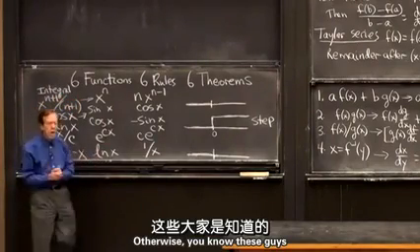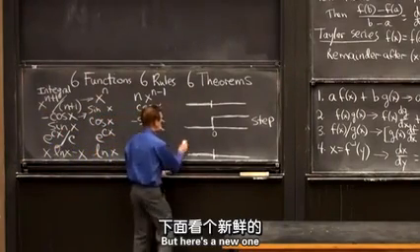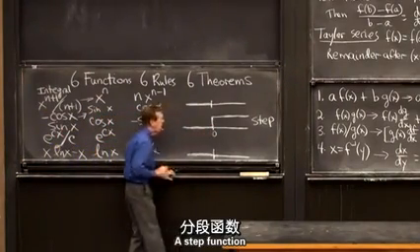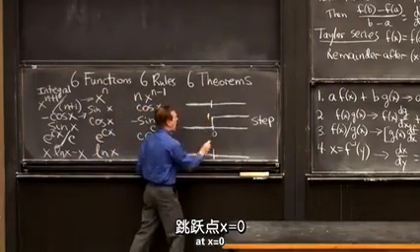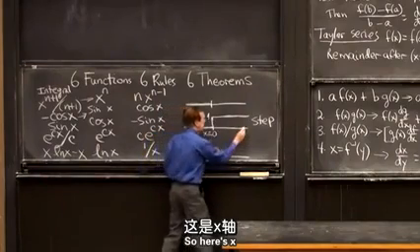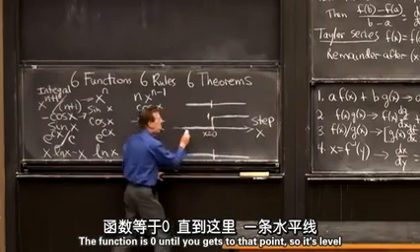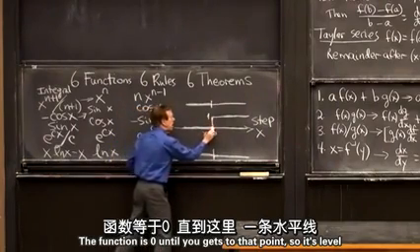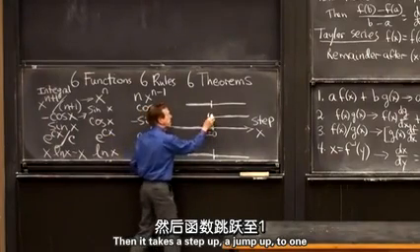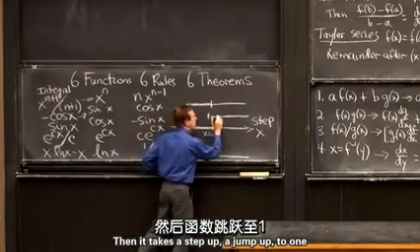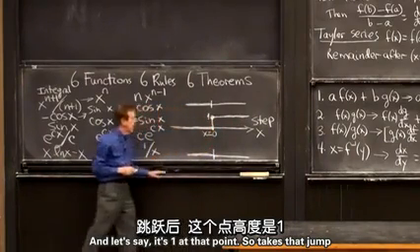Okay. Otherwise, you know these guys. But here's a new one. A step function. It's 0, and it jumps up to 1 at x equals 0. So here's x. The function is 0 until it gets to that point, so it's level, then it takes a step up, a jump up to 1. And let's say it's 1 at that point, so it takes that jump.